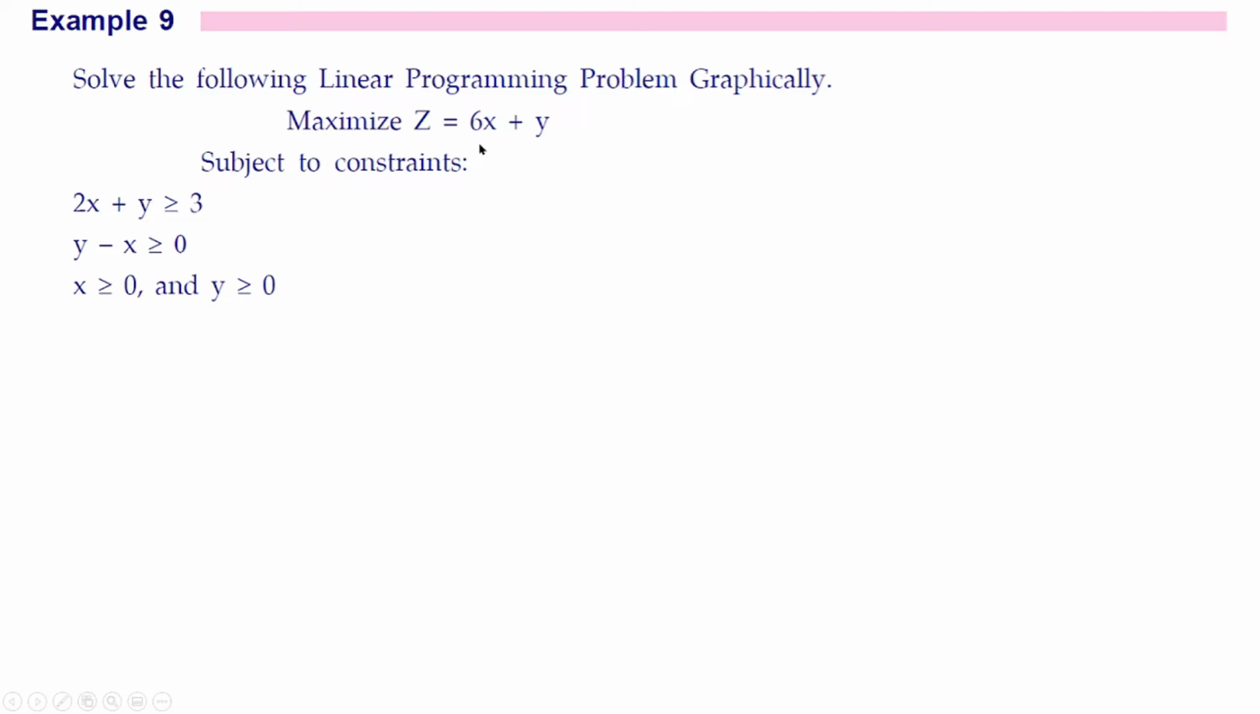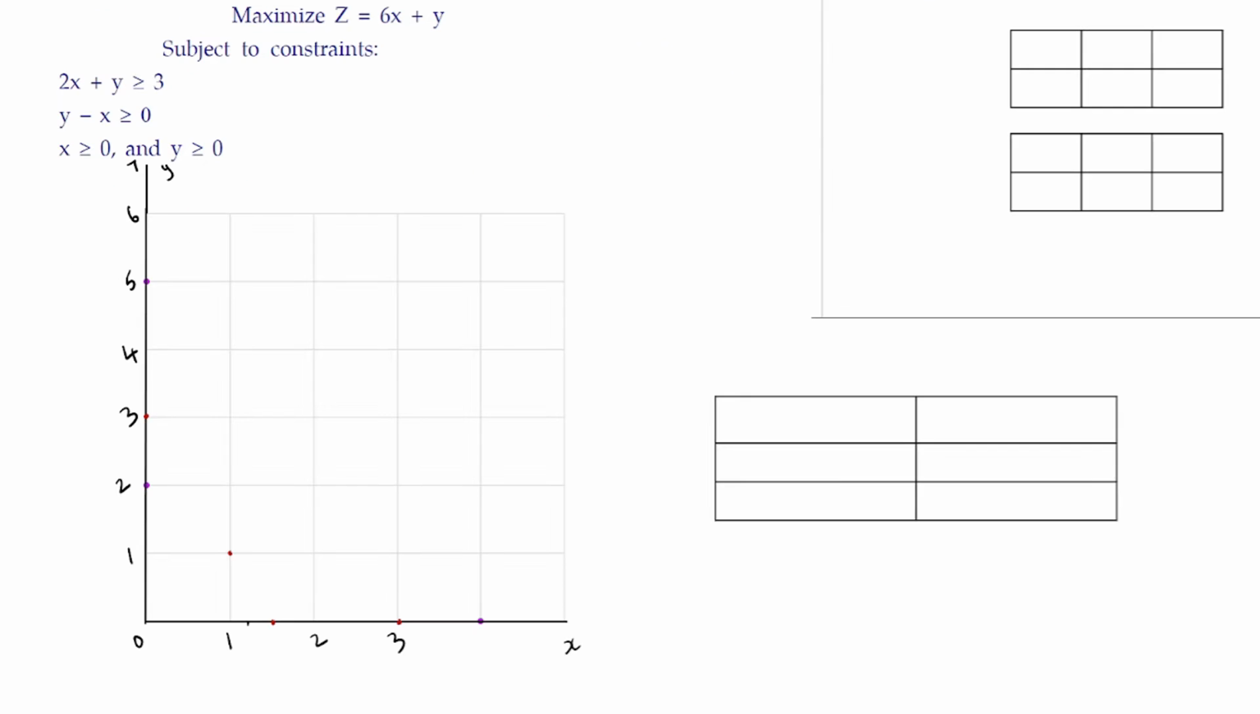Solve the following linear programming problem graphically. Maximize Z = 6x + y, subject to the constraints 2x + y ≥ 3, y − x ≥ 0, x ≥ 0, and y ≥ 0. So these are the constraints and this is the objective function. This is given after the mathematical formulation of the linear programming problem. Now we have to solve this graphically.